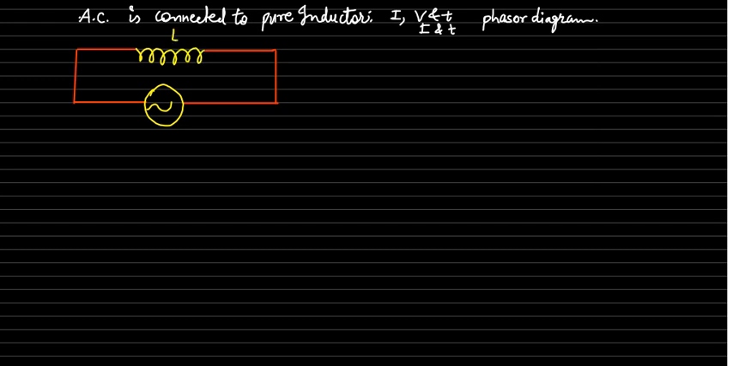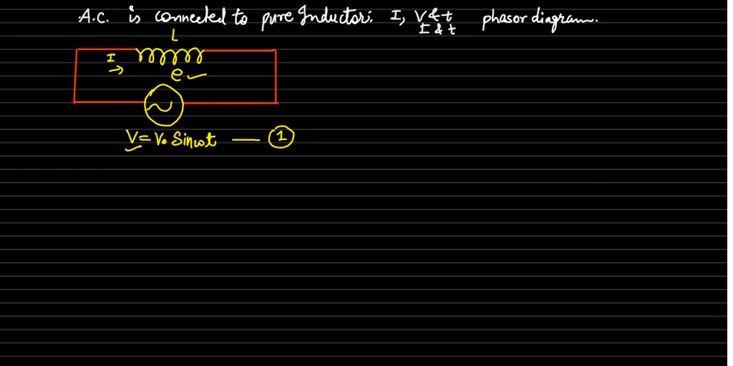Let the inductance be L, and here the AC voltage is V equals V naught sine omega t. This is the first equation. Now we know when current passes through this solenoid, due to Faraday's law of electromagnetic induction, EMF will be induced in it, and that EMF will oppose the growth of current in the inductor. So power consumption will not take place here in the ideal case.